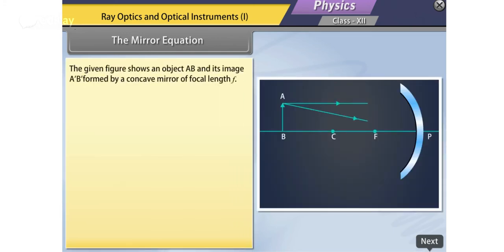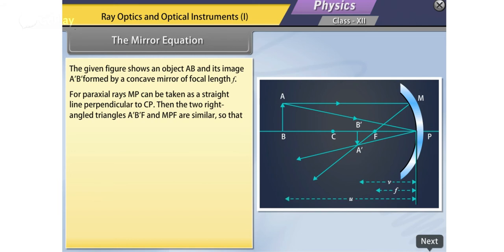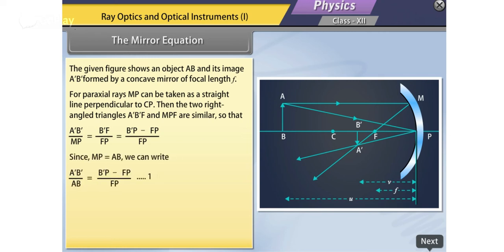The mirror equation. The given figure shows an object AB and its image A'B' formed by a concave mirror of focal length f. For the paraxial rays, MP can be taken as a straight line perpendicular to CP. Then the two right-angled triangles A'B'F and MPF are similar, so that A'B' by MP is equal to B'F by FP is equal to B'P minus FP by FP. Since MP is equal to AB, we can write A'B' by AB is equal to B'P minus FP by FP. Name it as 1.